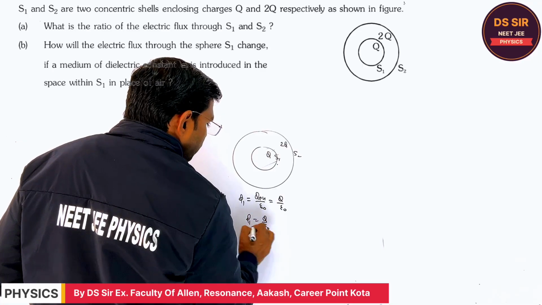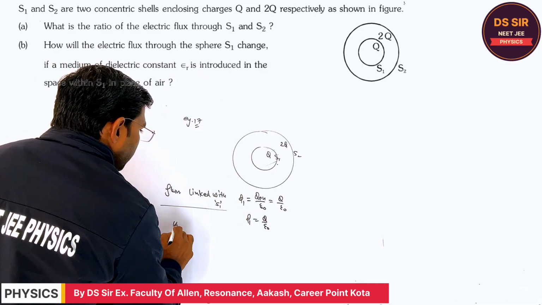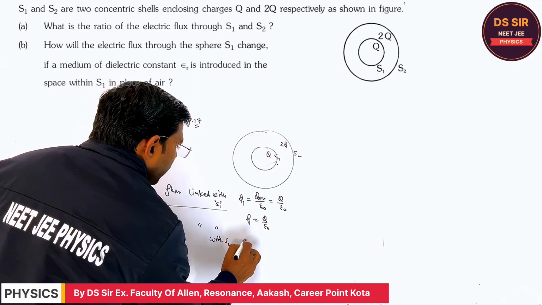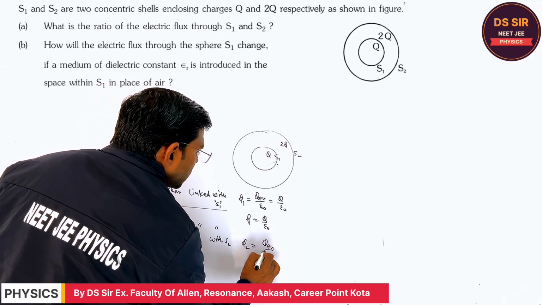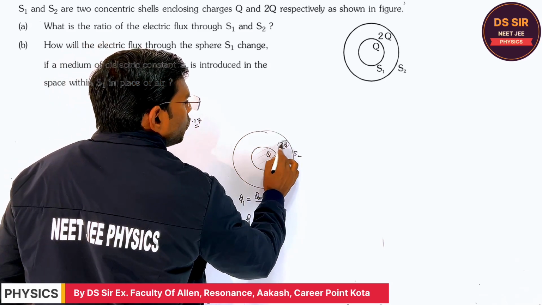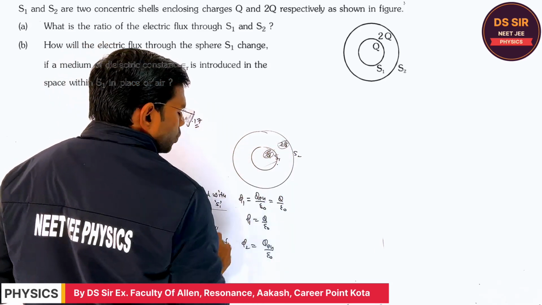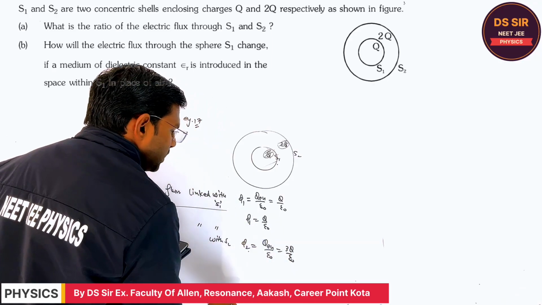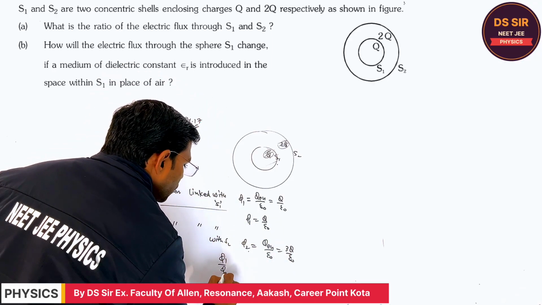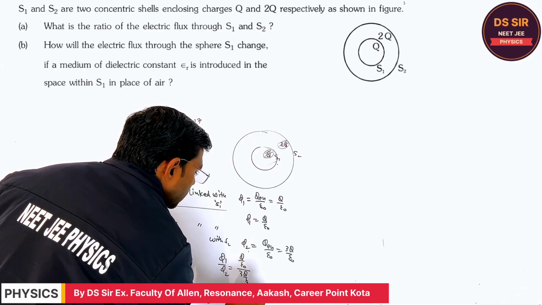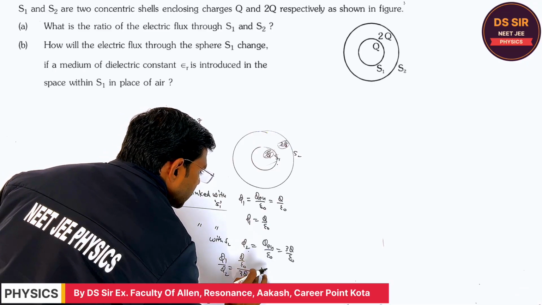Yes. While the flux linked with S2, phi 2, is equal to charge enclosed divided by epsilon naught. If this is the S2, what is the charge enclosed? Say Q and 2Q. So total charge is what? So this is the flux linked with S2. So what is the ratio phi 1 and phi 2? Q by epsilon naught, 3Q by epsilon naught. The answer is 1 by 3. Is it clear or not?